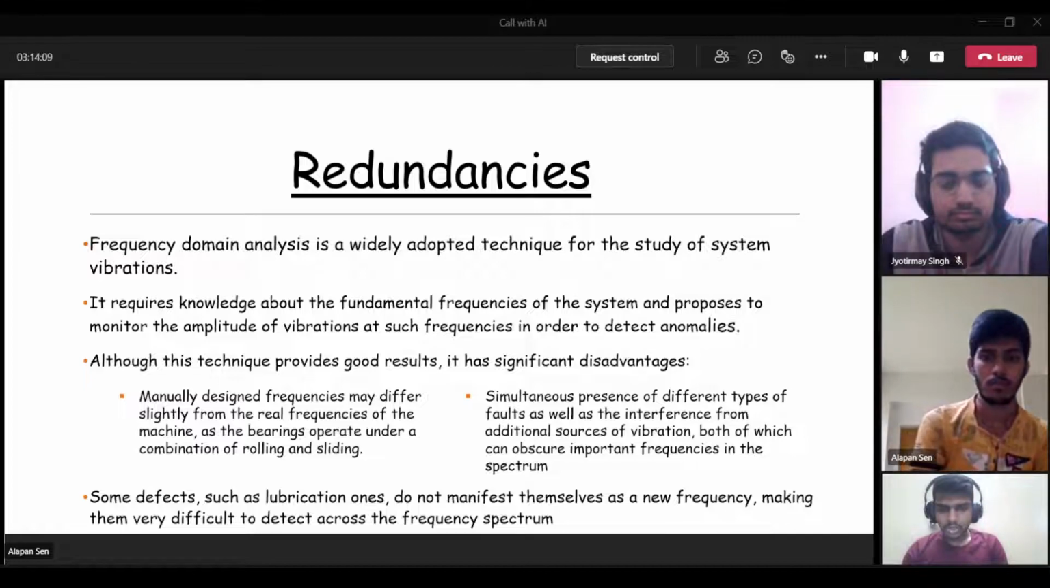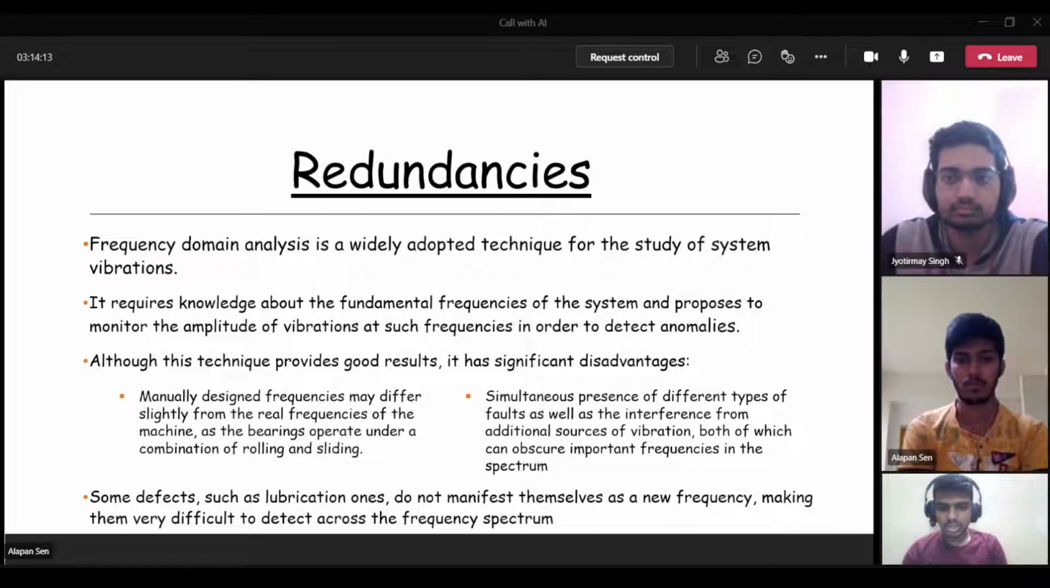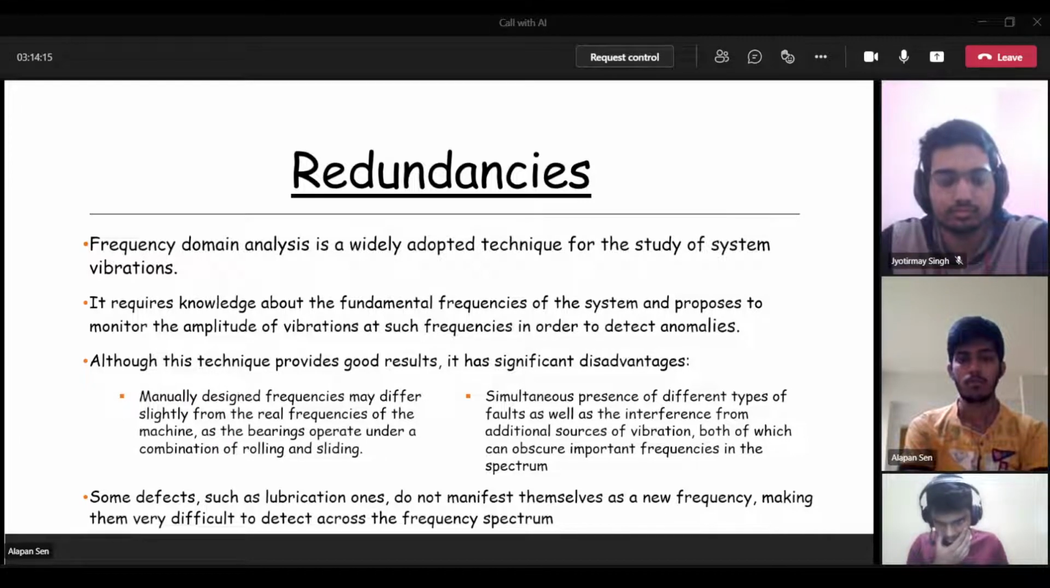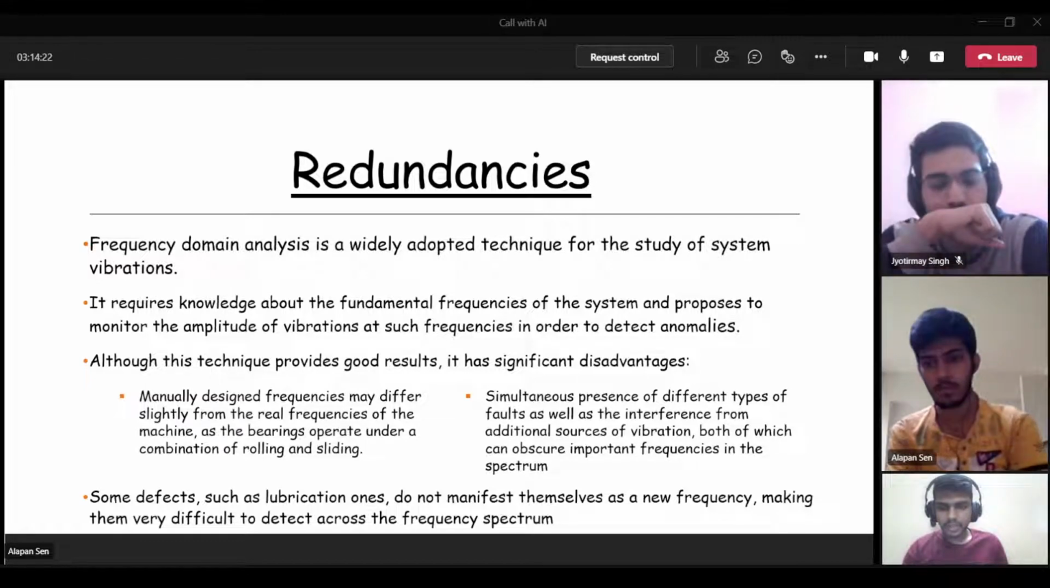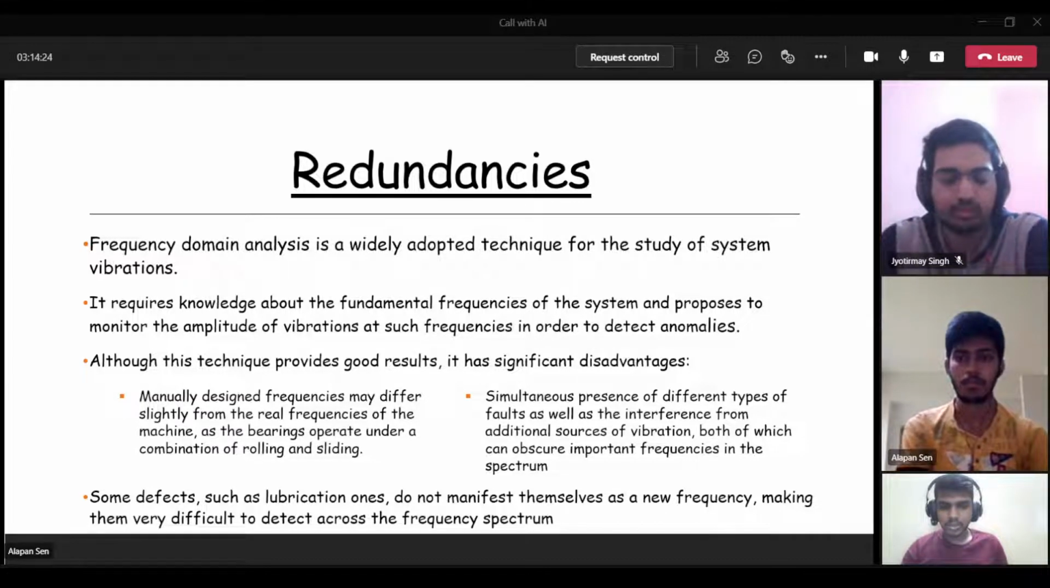Some defects, such as those related to lubrication, do not manifest themselves as a new frequency, making them very difficult to detect across the frequency spectrum.